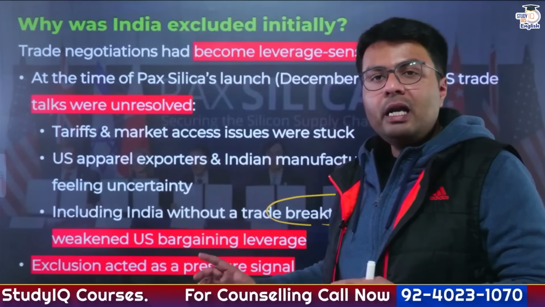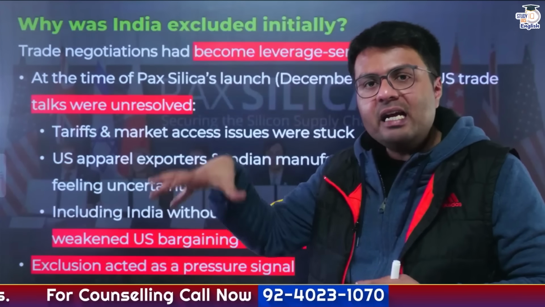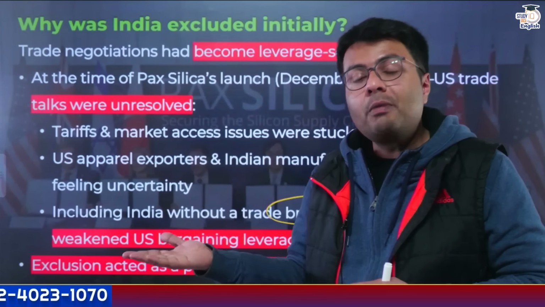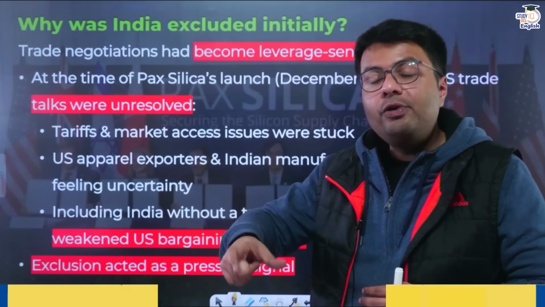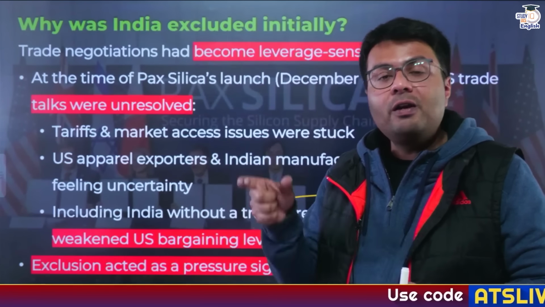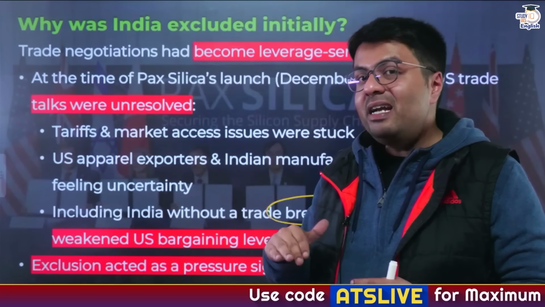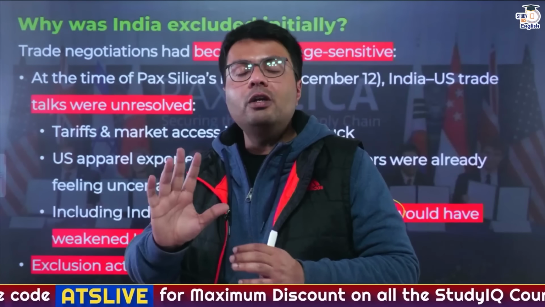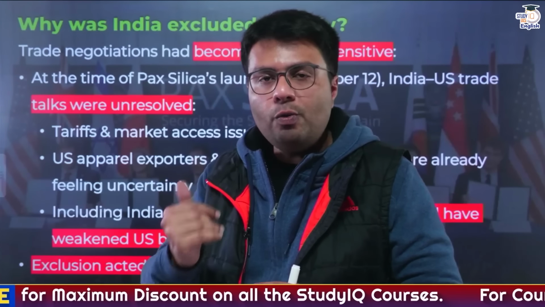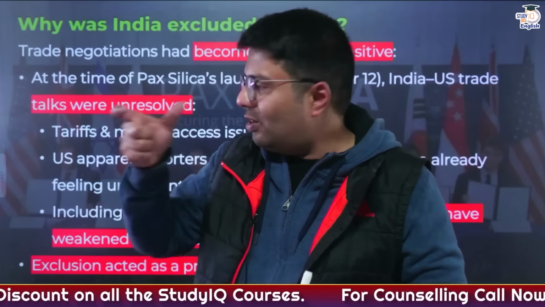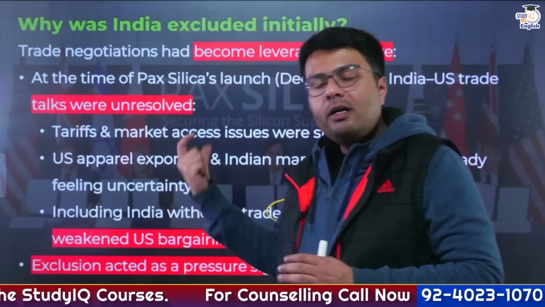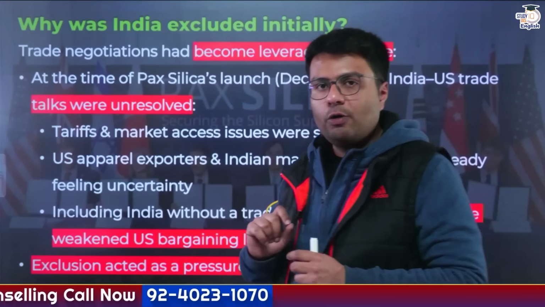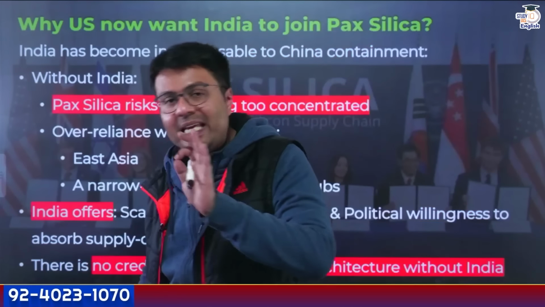So exclusion acted as pressure on Indian negotiators: if you want to sign a trade deal or if you want to become a Pax Silica member, you'll have to adhere to whatever request the US makes. From India's perspective, this is unjust. But let us put ourselves in the US's position. They don't want to lose out on this leverage. So they wanted to withhold this request from India's side in order to pressurize India's negotiators, right? So this was the key reason.